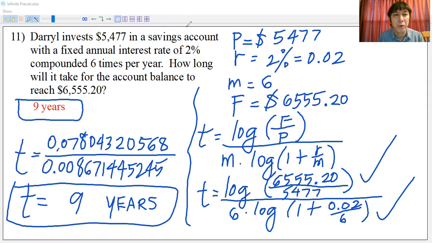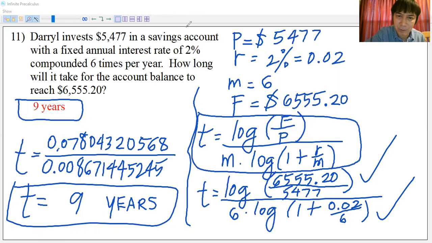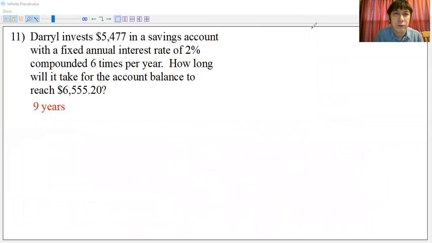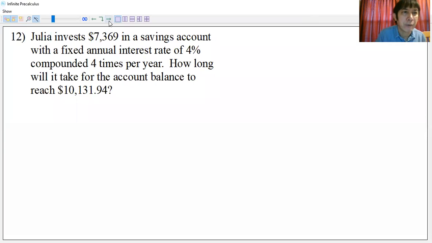Okay, you have to memorize the first formula and just derive this formula. You only need to memorize one formula and then do literal equations, solving a letter in terms of the others. That's what we did in the first part of the previous number 10. All right, here's number 12.